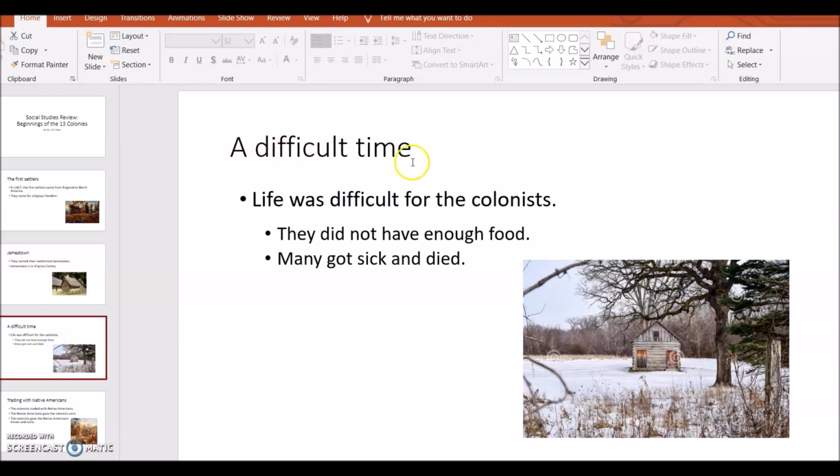They had a difficult time. Life was difficult. That first winter, they starved. They did not have enough food. So many got sick and died. So once again, that was in winter. They had a very hard time. They did not have enough food, and many got sick and died.